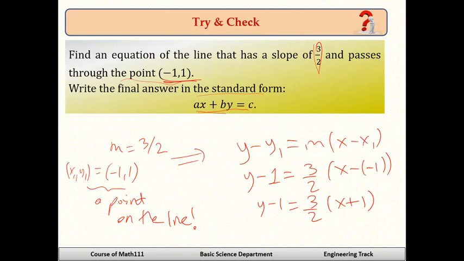We can multiply both sides with 2. So we get 3 times x plus 1. And after expanding and putting them on the same side, you can get 3x minus 2y is equal to minus 5. So now it's in this form.